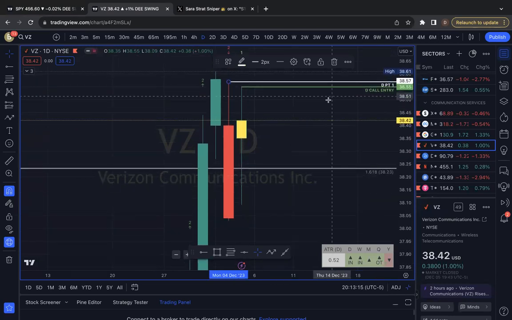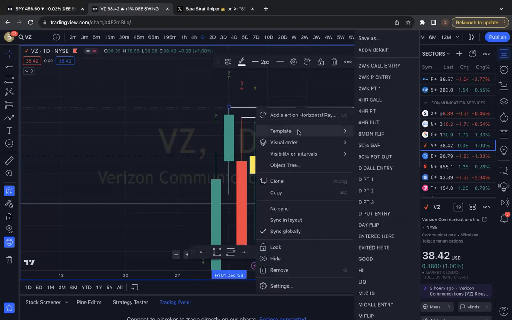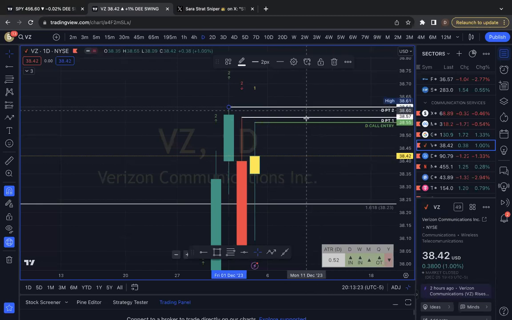So yes, that is the daily PT1. And if you wanted to continue it, this would be your daily PT2 because that's the next highest candle that's higher than your call entry.